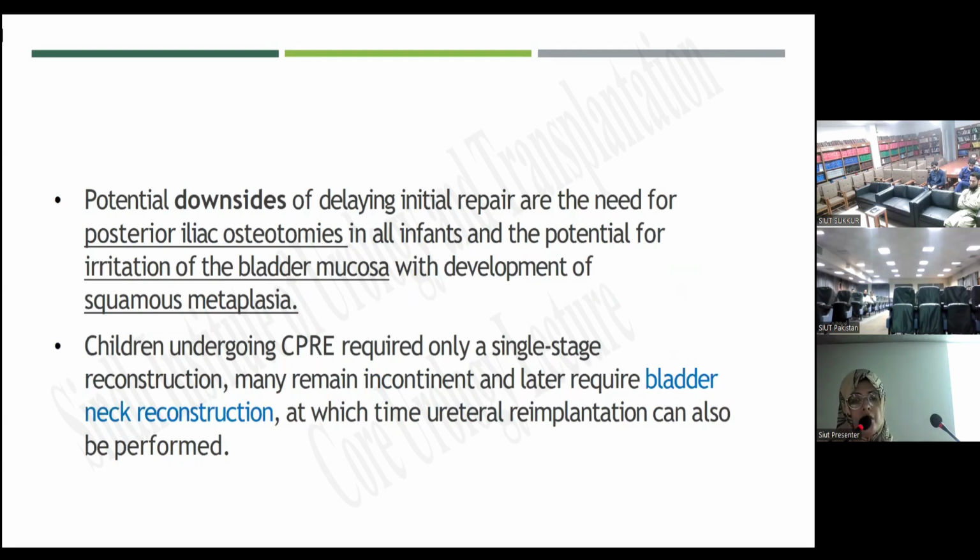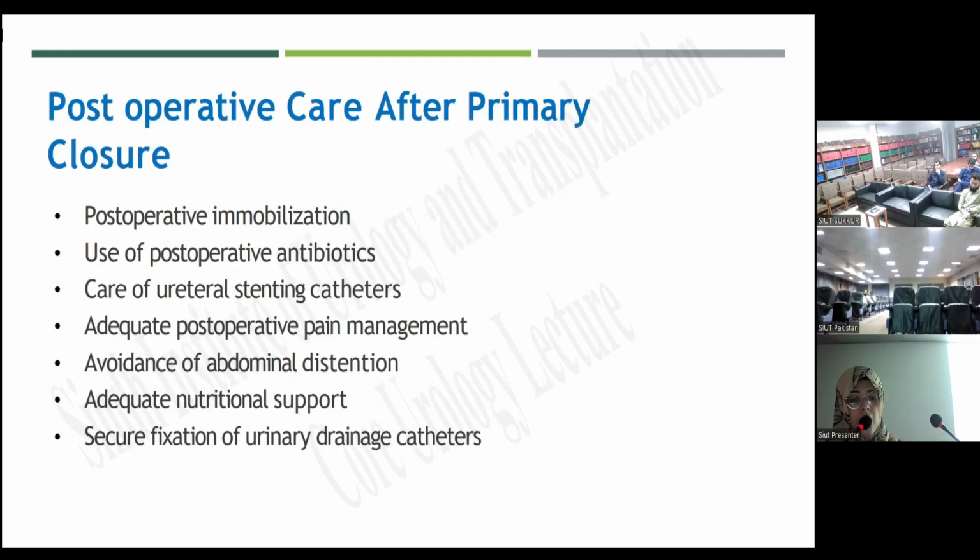And the downside of delaying initial repair is the need for posterior iliac osteotomies, because the pelvis will become less malleable, and there is potential for the reduction of the bladder mucosa and the development of squamous metaplasia. The children who undergo complete primary repair of the exstrophy may remain incontinent and may later require bladder neck reconstruction, at which time the ureteral reimplantation can also be performed.